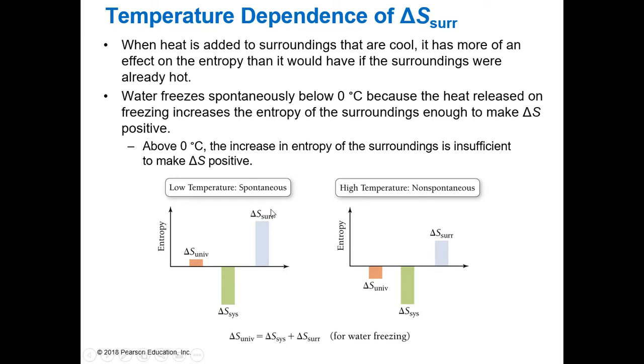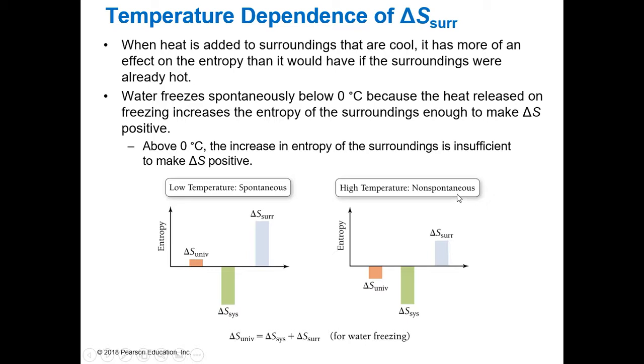But what about our surroundings? If we're at a low temperature, the system gives off a lot of heat to our surroundings, so our surroundings are able to increase their entropy. Overall, when we add a negative and a positive together, our delta S of our universe, in this case, is positive. So that is why this is a spontaneous process at low temperatures.